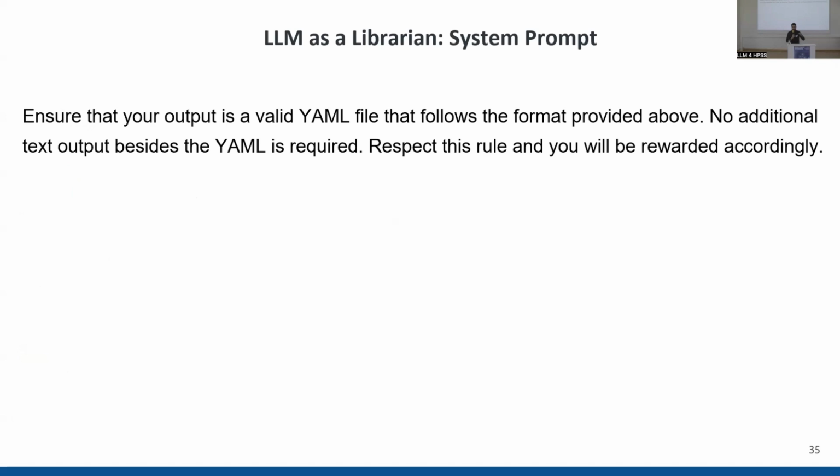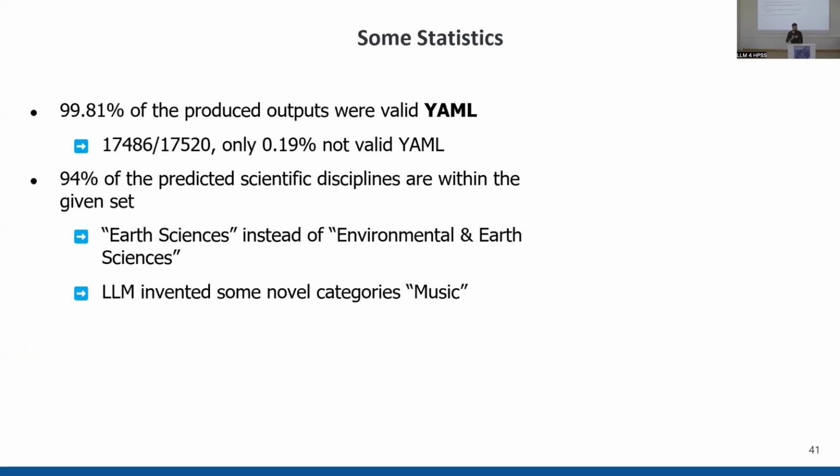We just ensure that we put this final sentence saying that it needs to be a valid structured format. And in terms of some sanity checks we did, well, first of all, 99.81% of the produced outputs were in a valid format. And 94% of the predicted scientific disciplines were within the given data set of 9 disciplines.